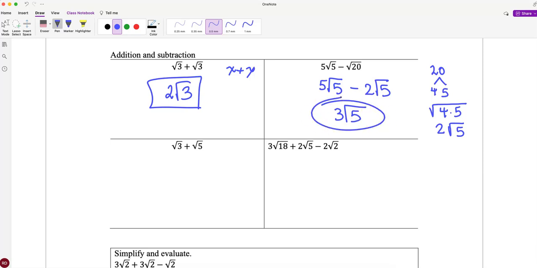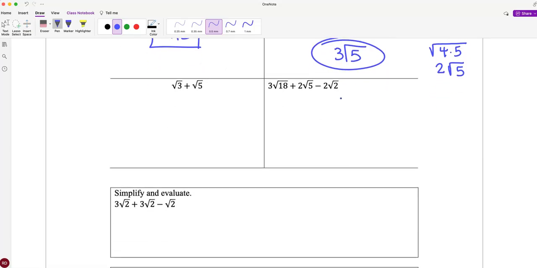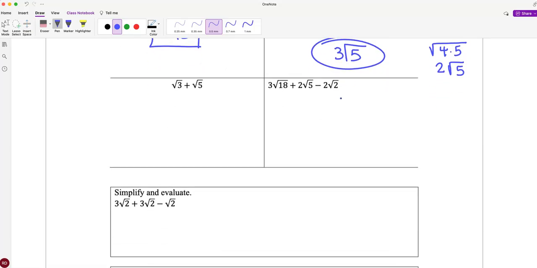Okay, so initially I can't add those together, but there I can. The square root of 3 plus the square root of 5. Well, 3 is prime, 5 is prime. I cannot add these together and simplify. I mean, I can get an approximation with my calculator, but there's nothing else I can do to simplify this.